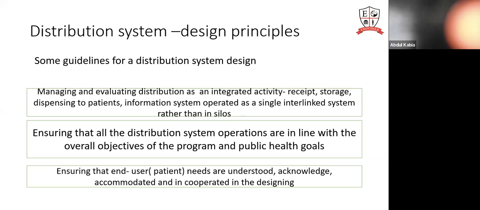You have to ensure that all the distribution systems operate in line with the overall objectives of the program and public health targets. That is the broader objective. We want to meet the public health goals. We have key performance indicators we need to follow, so when you design, you have to look at that area. You have to ensure that end users, patients, are acknowledged and accommodated, and incorporated in the design. All these things should be taken into consideration. These are the basic principles. Next slide.